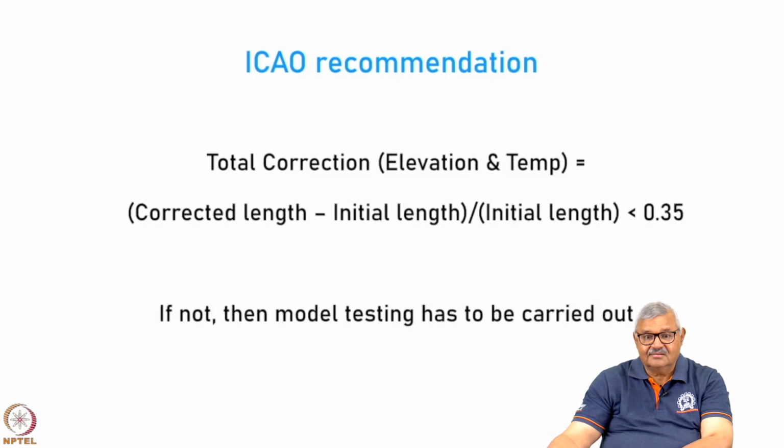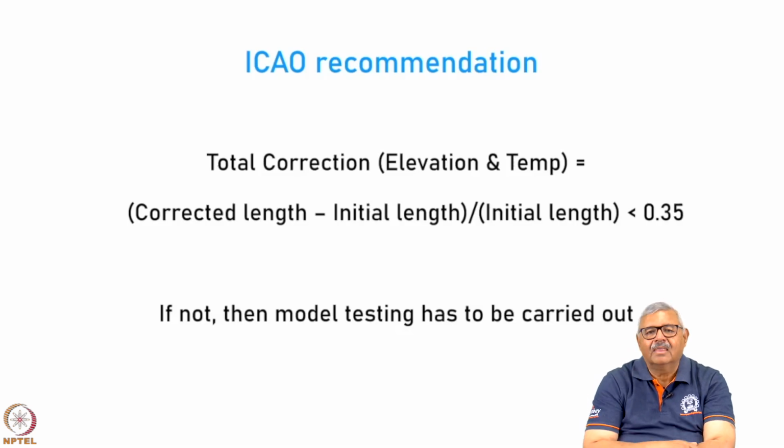Okay. Now, ICAO also recommends that the correction because of these two should not be more than 35%. If that is the case, then you have to do a lot of testing on the runway, and you do not go by this; you go by actual values of how much runway is required. So, check that the correction because of elevation and temperature should not be more than 35%.